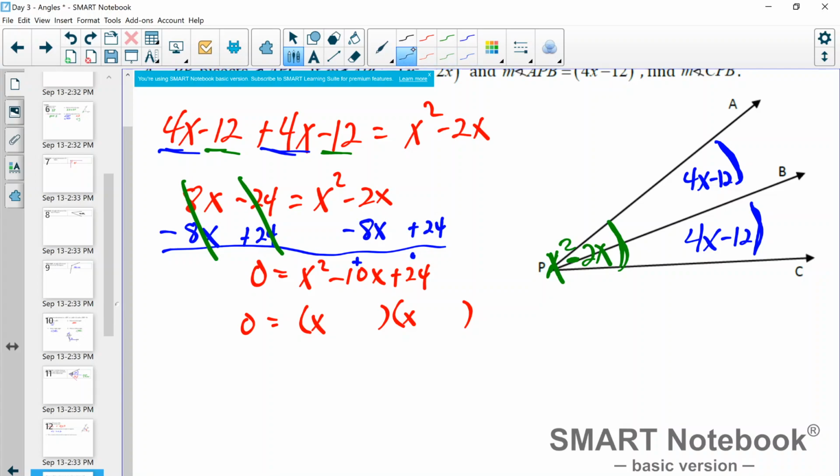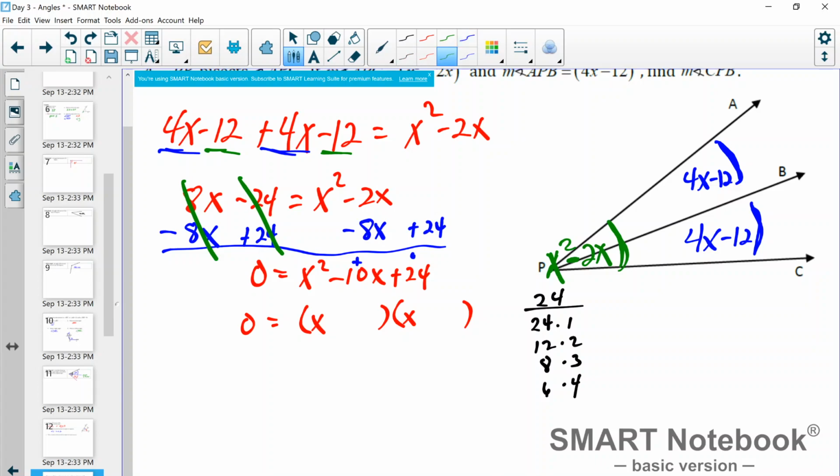Life is much easier if we just list off the factors of 24, because there's many ways that I could come up with negative 10 through addition or subtraction. There's only a few ways that I could get 24 if I'm multiplying. So the factors of 24 are 24 times 1, 12 times 2, 8 times 3, or 6 times 4. So I only have 4 possible options here, and I could do trial and error, or I could come up with a way to figure out right off the bat which number I need.